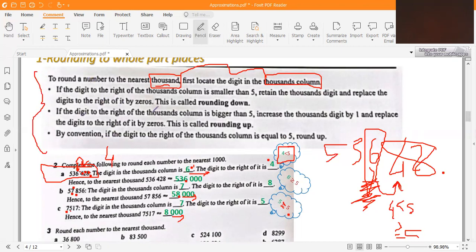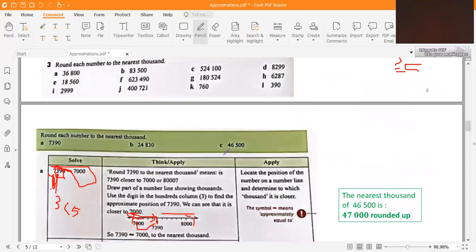But the practical method is the one that we explained before, which is very similar to this one. We always locate the digit that we want to round to. Then we read and compare the digit directly on the right with 5, and so on.